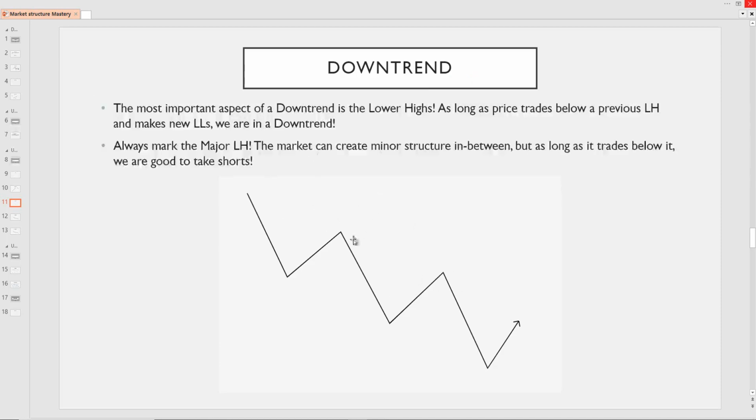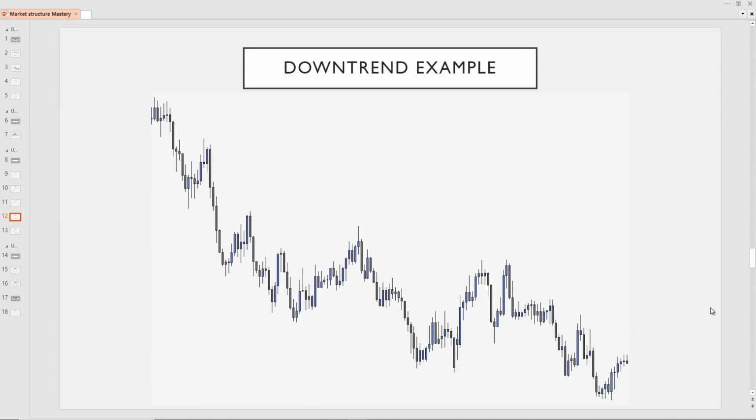All right, the market can create minor structure in between. So usually the market structure will be created right here. So once you have your major lower high, you can have a little bit of an uptrend right there. But as long as it stays below the major lower high, you keep looking for shorts. All right. And again, as always, let's have a look at an example.